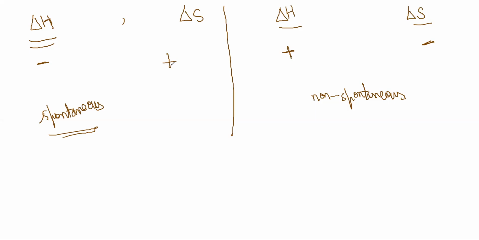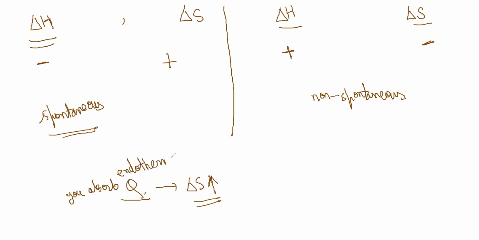Or a better example is, suppose you absorb some heat, right? If you absorb heat, your enthalpy is basically positive. You are endothermic. But as a result of your absorption of heat, entropy for you should be increasing, no? You absorb heat, then your molecules will start moving more randomly. So you absorb heat and your entropy increases, right? So endothermic goes together with increase in entropy, no?